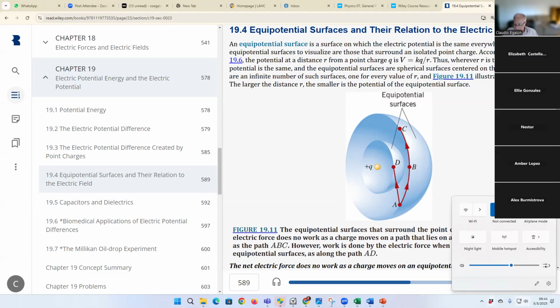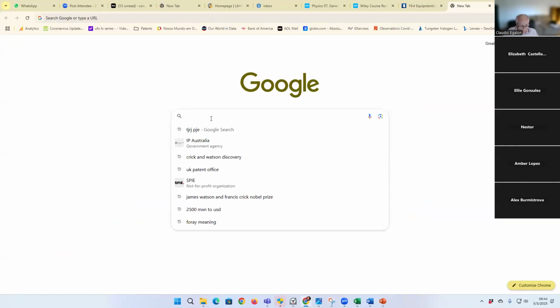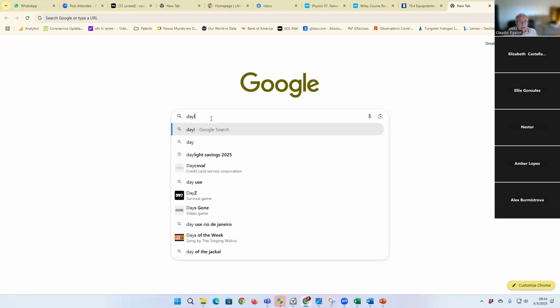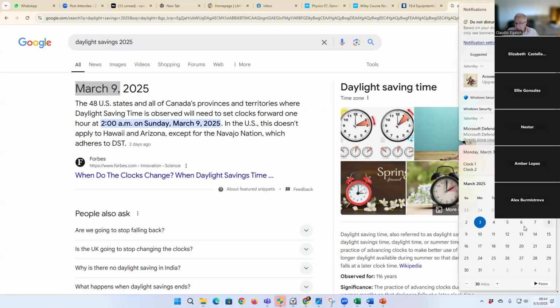It's 9:44 a.m. Pacific Daylight Saving Time, right? And very soon we are going to turn our clock back, right? Spring forward, fall back. Let's see when is the date for that. Daylight savings. March 9 is going to be this Sunday, from Saturday to Sunday. Okay, so remember that?